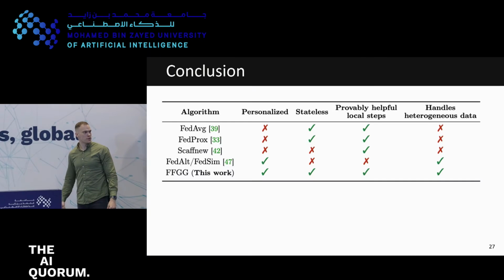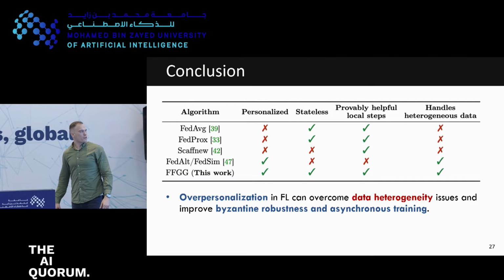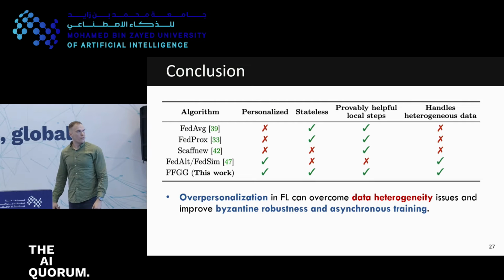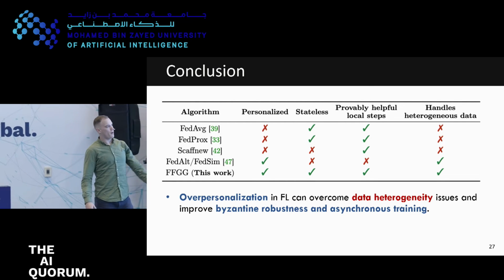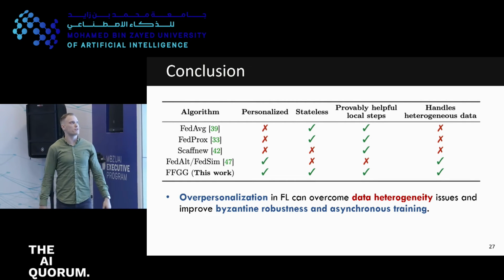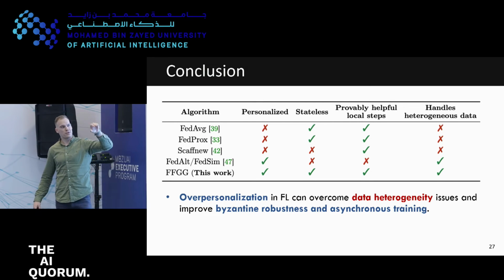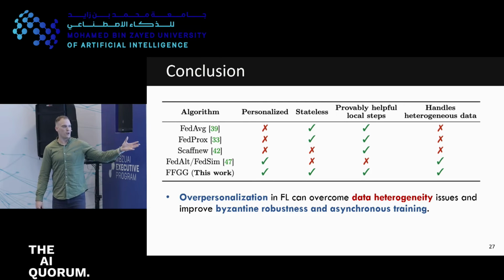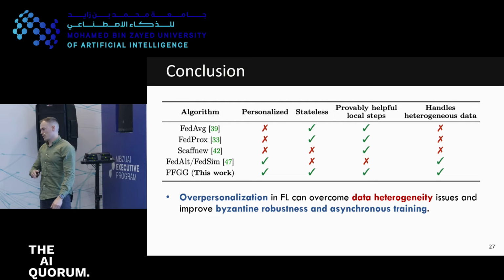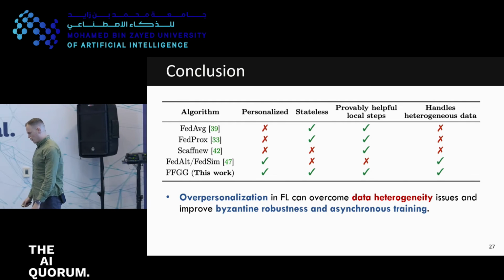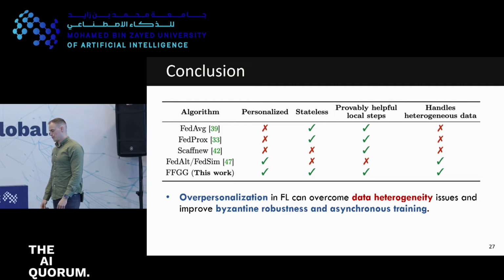All right, let me quickly go through the conclusion. What we propose is a new personalization framework, together with a new algorithm that can be stateless. We show that local steps provably help, and we can also handle heterogeneous data, where the key is that over-parameterization can help us remove the effect of data heterogeneity.